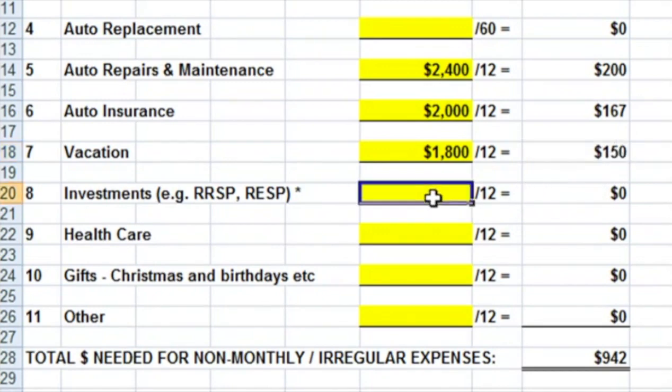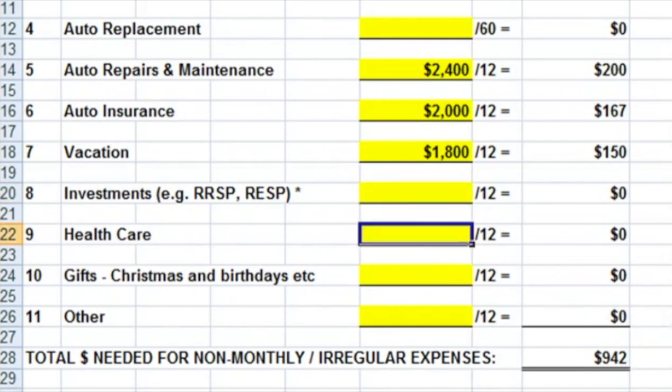Investments for their pension plan, they should be putting aside some money for that on a monthly basis. This couple's not doing that because they are in debt and they do have a negative monthly cash flow, but once they get their finances in order, they should do that.